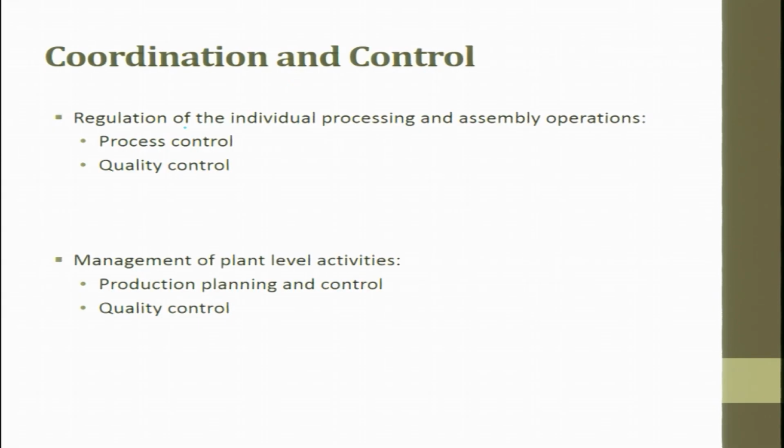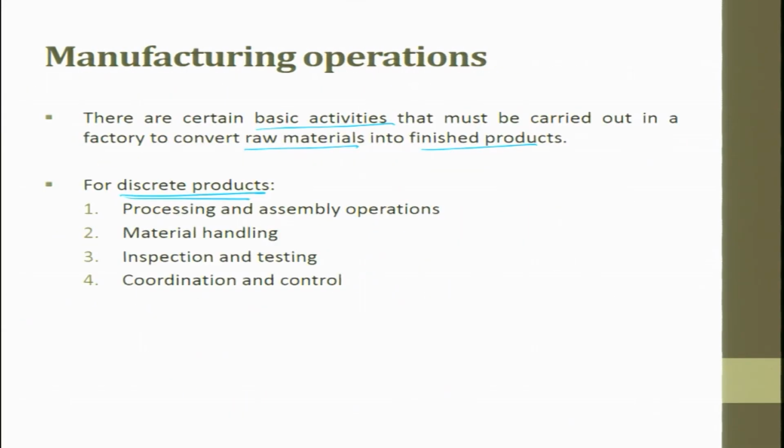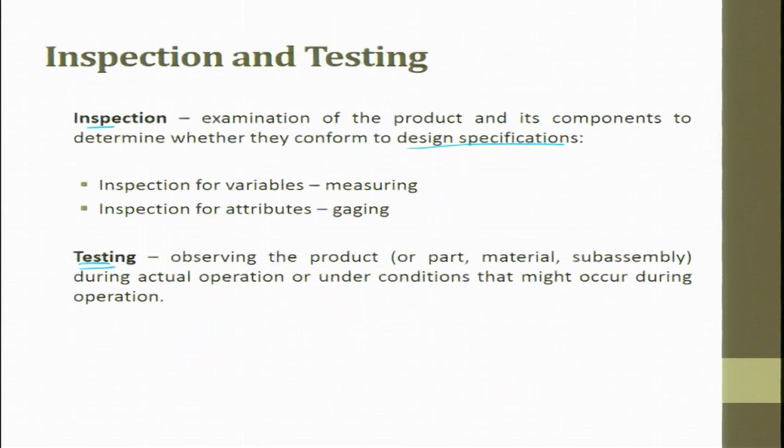Coordination and control is the regulation of the individual processing and assembly operations. This is part of coordination, process control and quality control. The management of plant level activities are production planning and control and quality control. So, coordination and control is also another thing. If you go back and see, this is what we studied here: the different manufacturing operations, processing and assembly, material handling, inspection and testing, and coordination and control. So, these are the varying manufacturing operations which are conducted in a factory.